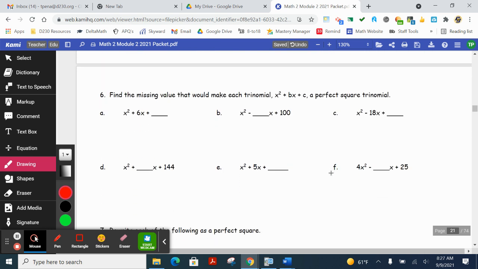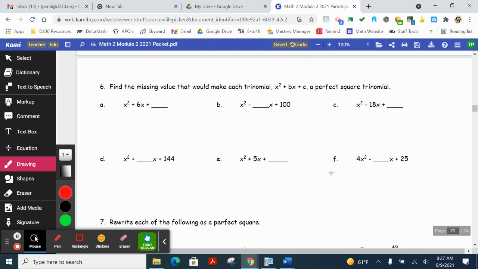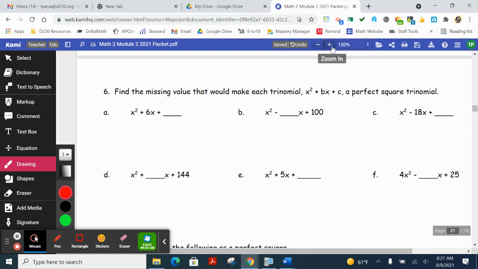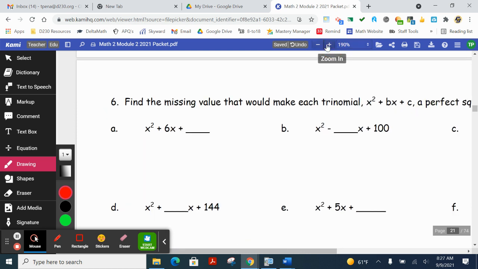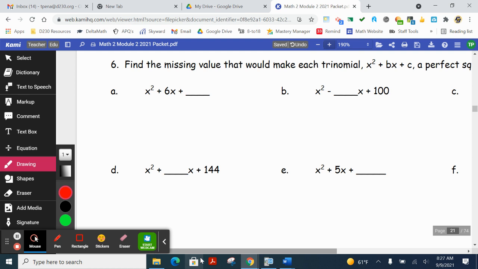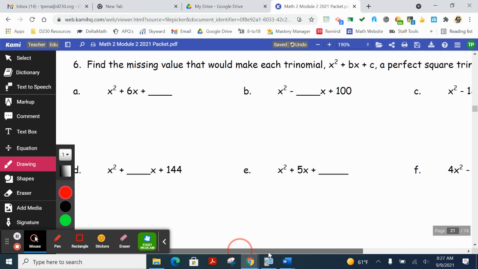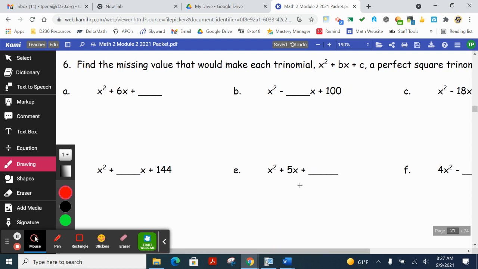Go to the next page. And this will challenge you a little bit differently. And we'll see if we can think through this. So we can make this nice and big. All right, this says find the missing value that would make each trinomial a perfect square trinomial.